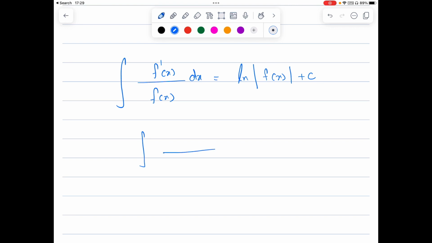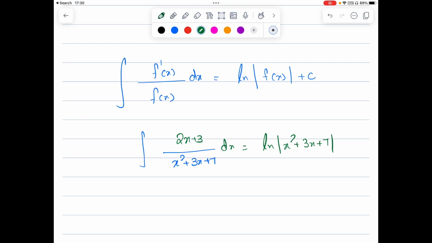For example, if I take the function x squared plus 3x plus 7, what is its derivative? Its derivative is 2x plus 3. Then the answer has to be ln of x squared plus 3x plus 7. So that should be the case.